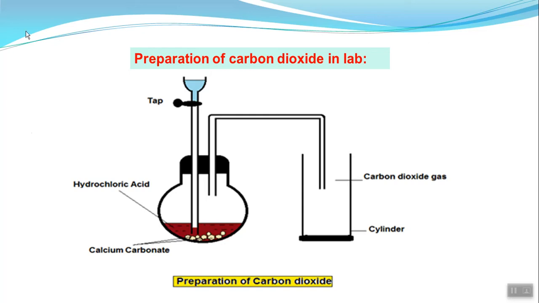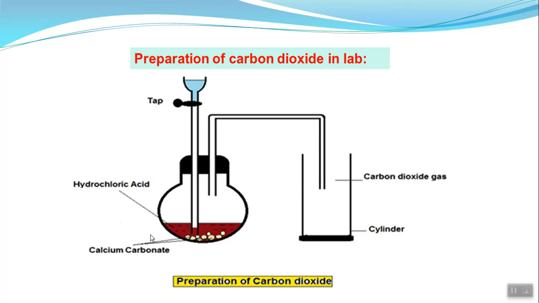I will bring this conical flask. I will put the calcium carbonate. The calcium carbonate, I told you before, is white and insoluble in water. Then I will connect the conical flask with an empty jar through the delivery tube. From up here through the thistle funnel, I will pour an acid. Its name is hydrochloric acid.